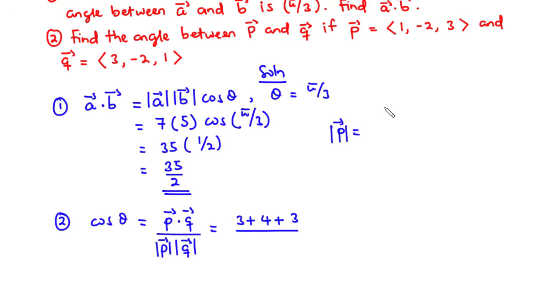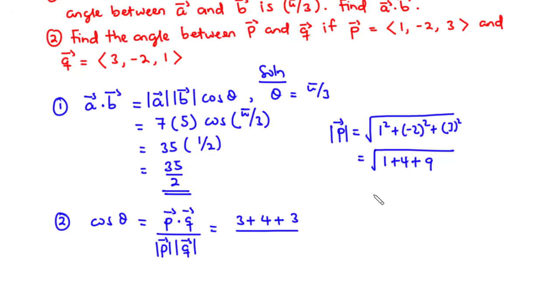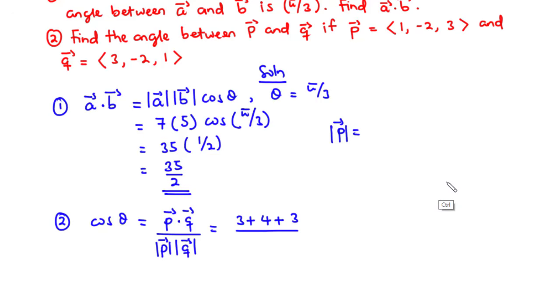So the magnitude of vector P is equal to the square root of the square of the x component plus the square of the y component plus the square of the z component. Now 1 squared is 1. -2 squared is 4. 3 squared is 9. 1 plus 9 is 10. And then 10 plus 4 is 14. Therefore, the magnitude of vector P is the square root of 14 units.